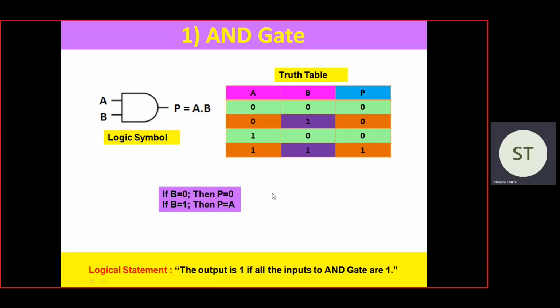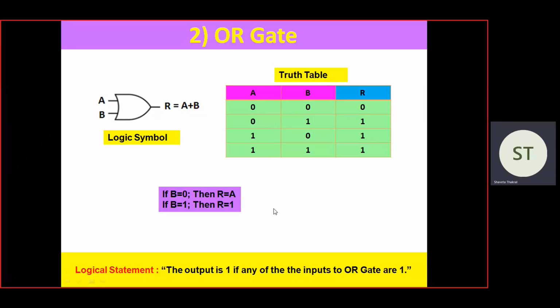And in the other case, if we put B as constant equal to 1, then if A is 0, P is 0, and if A is 1, P is 1. That means P copies A under the condition B is equal to 1. So if B is equal to 1, then P is equal to A.